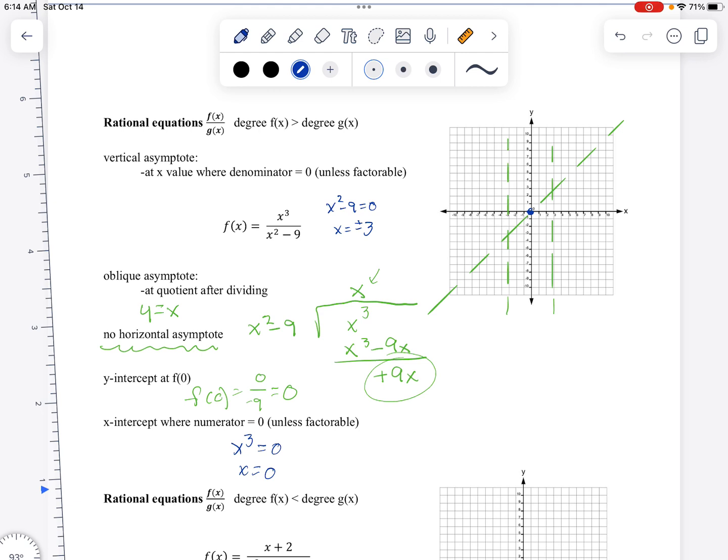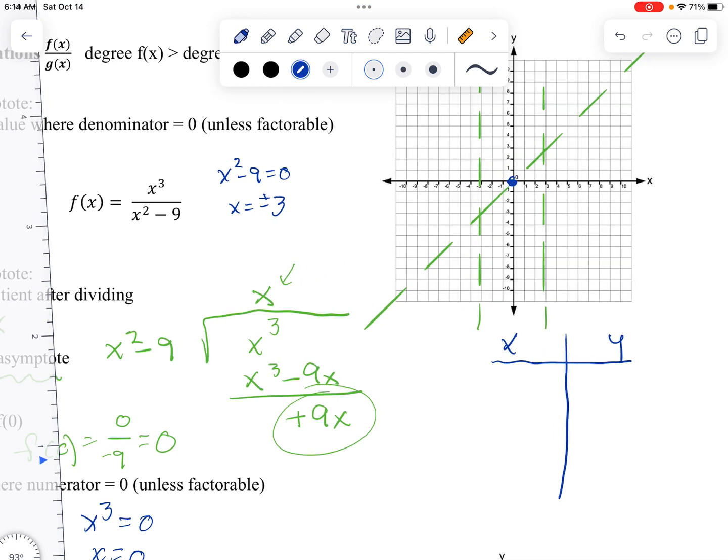Okay, now I've got to test some other points. So let's test 1. 1 is always very easy to test. So if I plug in 1, I have 1 on top. I have 1 minus 9 on the bottom. If I do 1, I have negative 1/8. All right, that's going to prompt me to do 2. 2 is 8 on top. 4 minus 9 is negative 5, so negative 8/5, which is a little over 1. So it goes like here, and there's my asymptote. It's going to go this way.